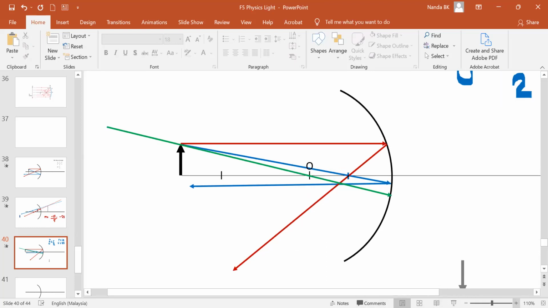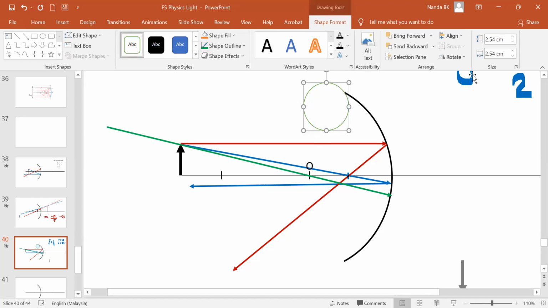What is it? The first line, red line, pass through focus, because parallel. Parallel means must pass through focus. Line number 1. Are you clear? Boleh? So make sure you're clear. So where is line number 1? This is line number 1.